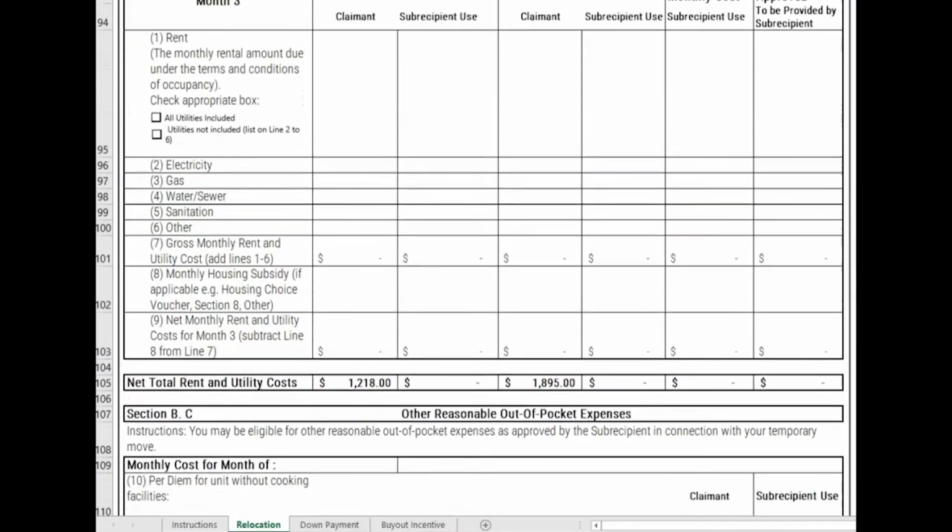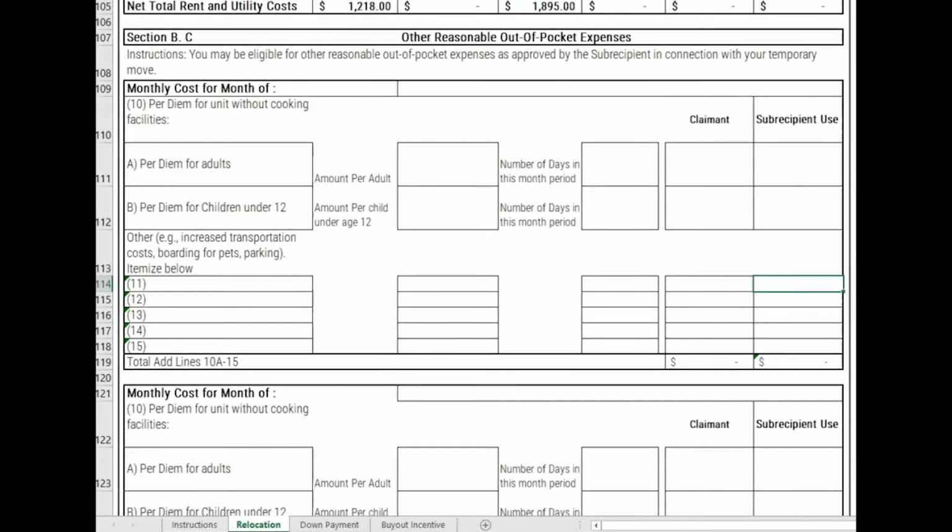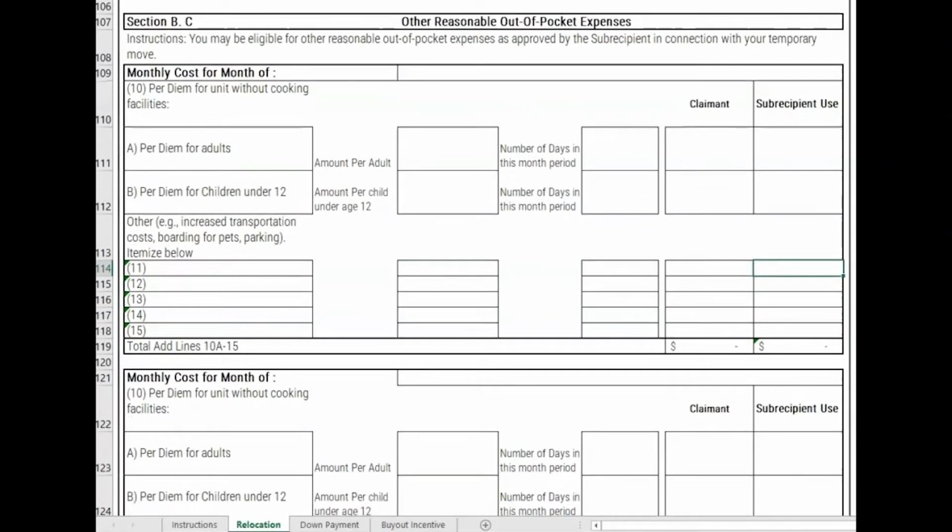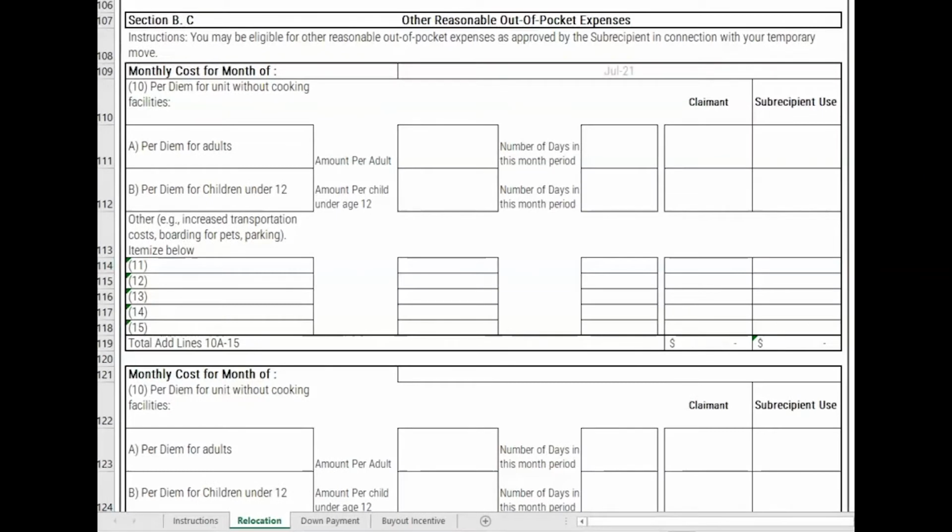Section BC. In Section BC, the applicant can request other monthly out-of-pocket costs for temporary relocation. In the first row, the applicant should input the month and year for the request. Then in line 10, applicants can request per diem if there are no cooking facilities at their temporary residence. They should include the amount per adult and the number of days in the month, and the amount per child and the number of days in the month. Then input the total for all the adults and all the children in the claimant column.